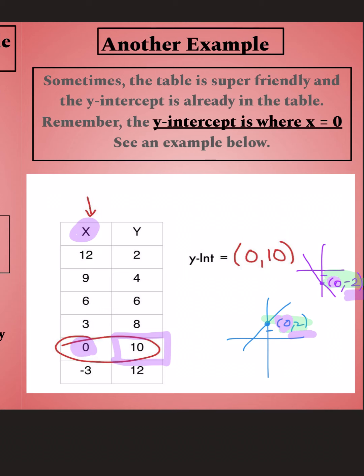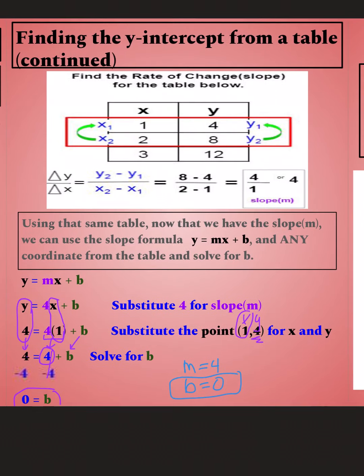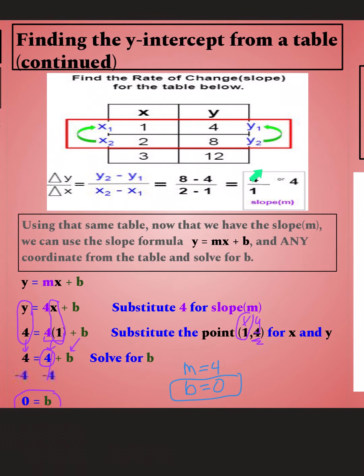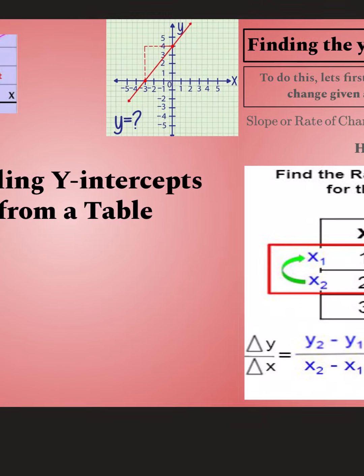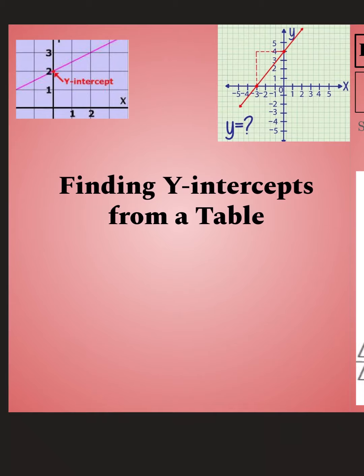So you're going to have to go back and do the other method, which was find the slope, then take that slope, substitute it into the y equals mx plus b with a chosen xy pair of points and find your y-intercept that way. But either way, you should find your y-intercept from a table. Good luck.